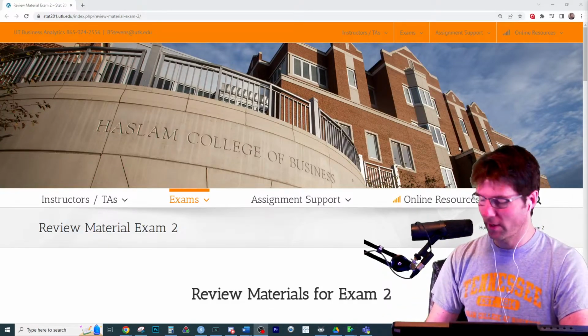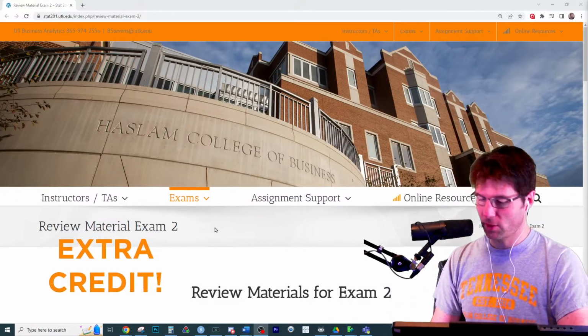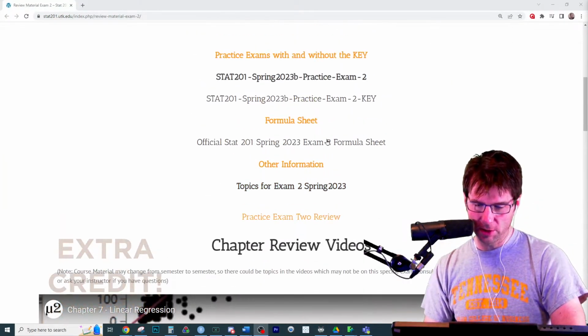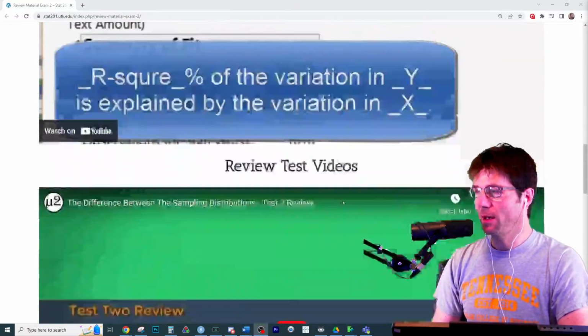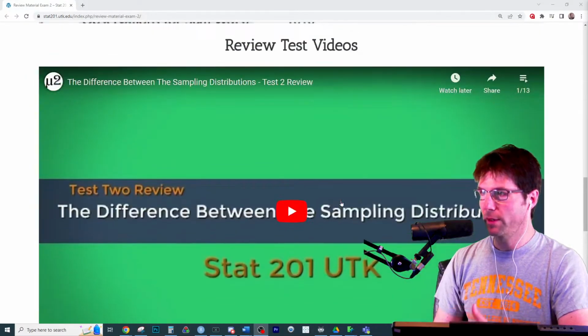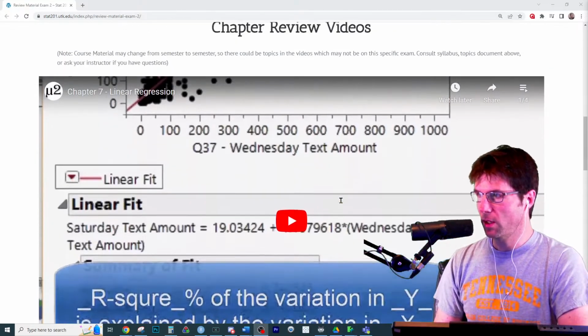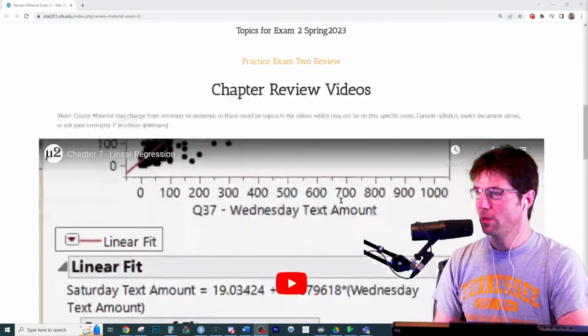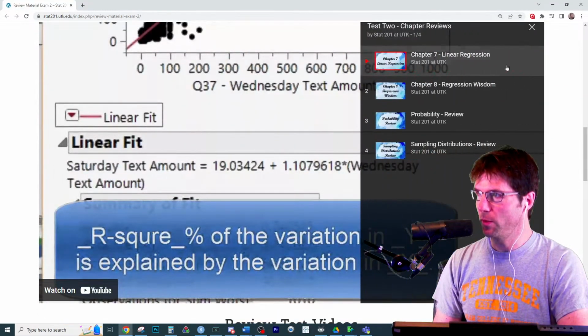Thank you there, Sloan, right there. Cat or quant, right? Cat or quant. So you've got your formula sheet, and do check out this page. There are videos going over each chapter, speed runs, going over the test practice questions, going over the chapter more in depth, a more traditional review. So this can help you out reviewing the chapters right here.